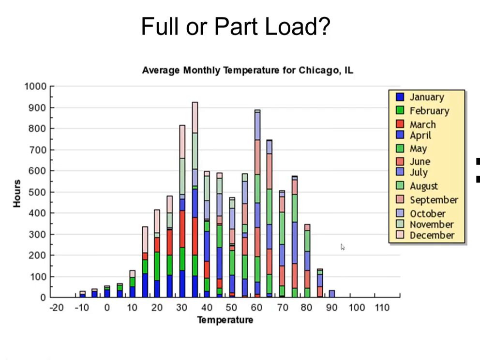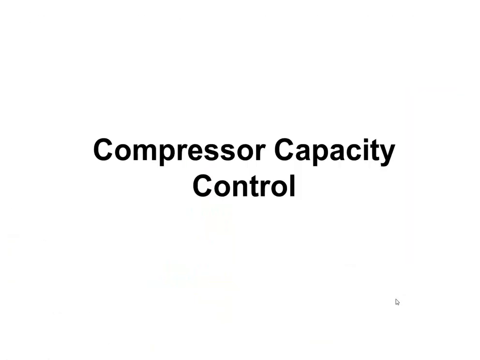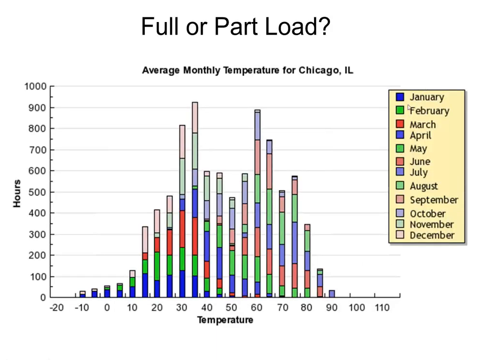All right, let's talk about capacity control a little bit here. And then I'll come back to the final questions. There's different ways we can control the compression capacity of the system. Sometimes these are easy to do, sometimes they're not. Sometimes it just depends on the system that you have.